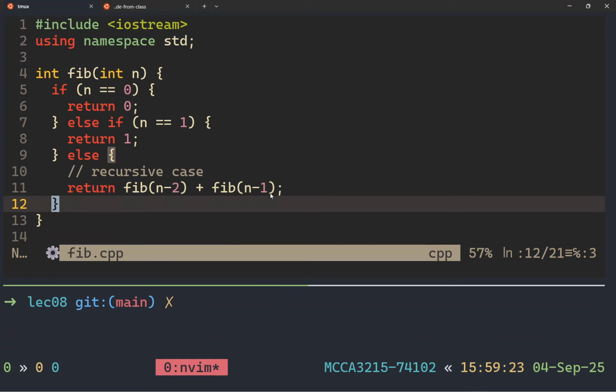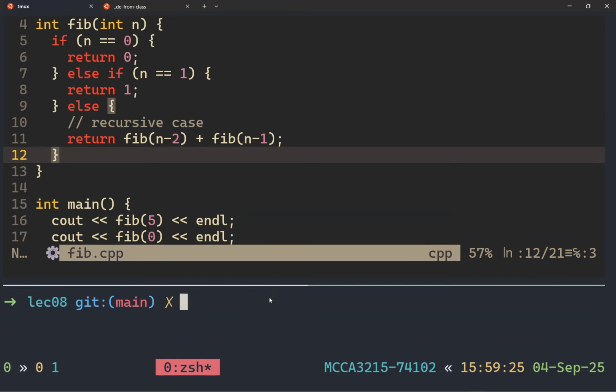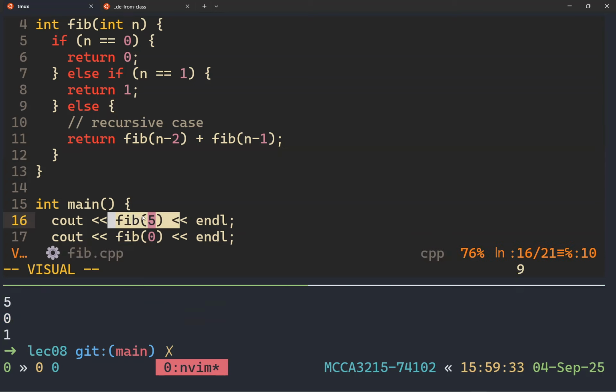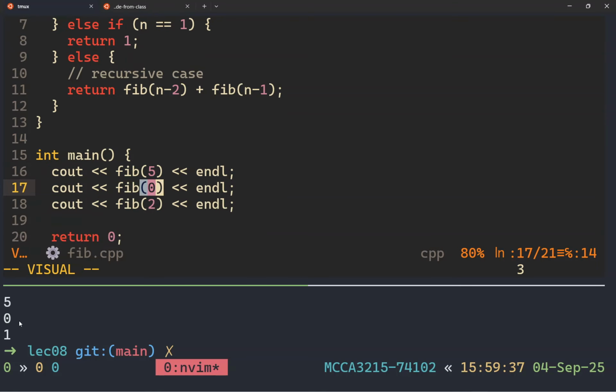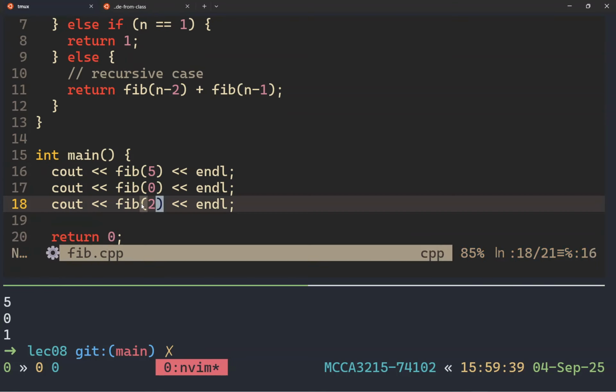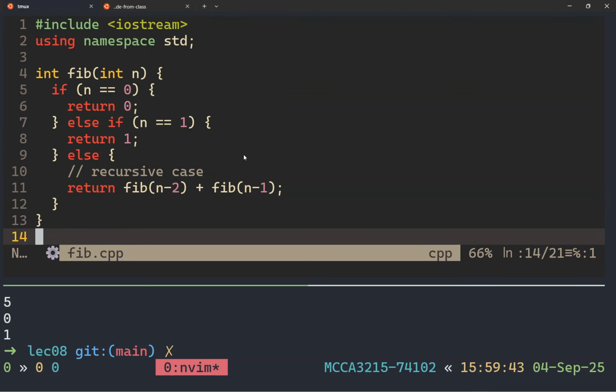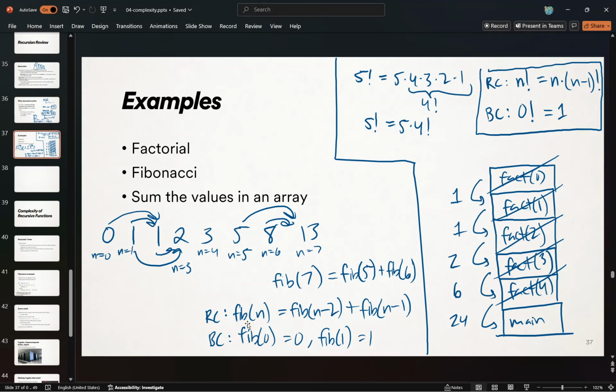It's a little bit harder to draw the stack diagram because there's 2 different calls, but take my word for it. It will work. Boop. So 5th Fibonacci number is 5. Cool. Then 0th Fibonacci number is 0. Number 2 is in fact 1. So it's all checking out, and that's the code. Does it make sense how we got this code from these 2 rules down there? See the translation?